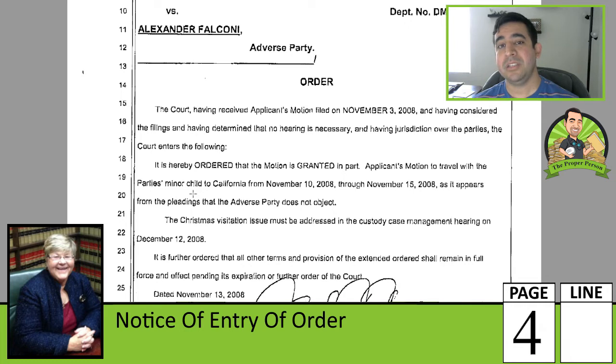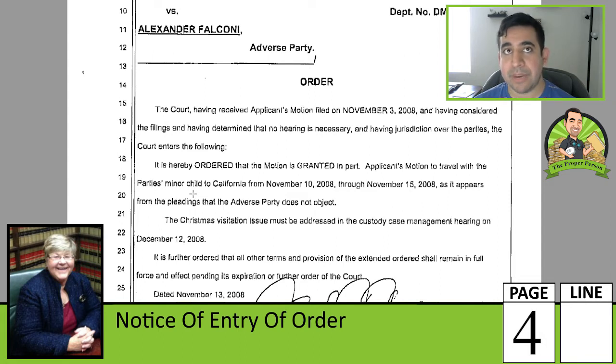I do want to mention something here. The notice of entry of order isn't just for show, and it's not just to make sure that I got a copy of the order. It actually controls the date from which the time limit starts ticking to file an appeal.